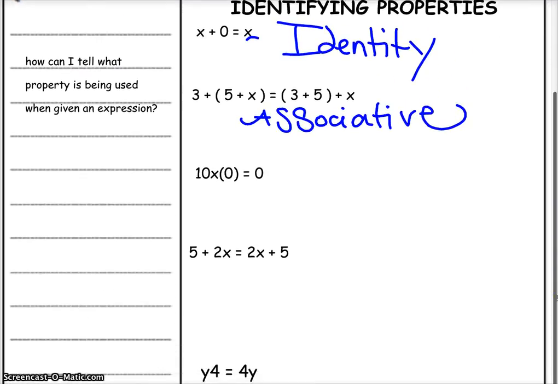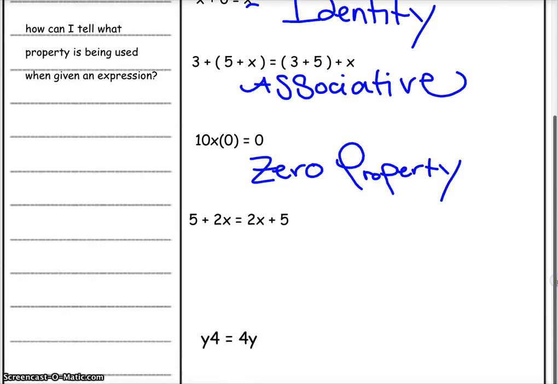Times 0, I don't know why it's written like that, it's weird. Maybe it's 10x times 0 equals 0. Alex? Zero property. Heck yeah, it's zero property, because everything turned to 0. 5 plus 2x equals 2x plus 5. Okay, Amanda? Commutative, I flipped. I changed my order. Commutative.